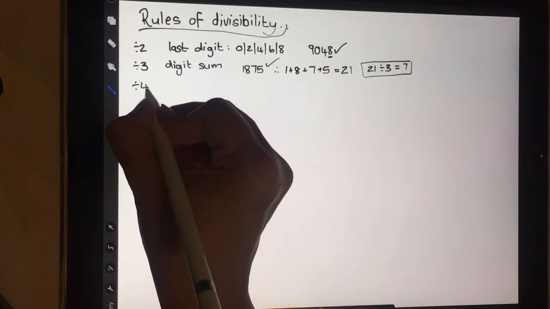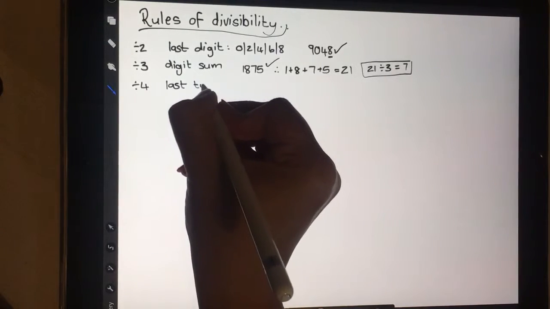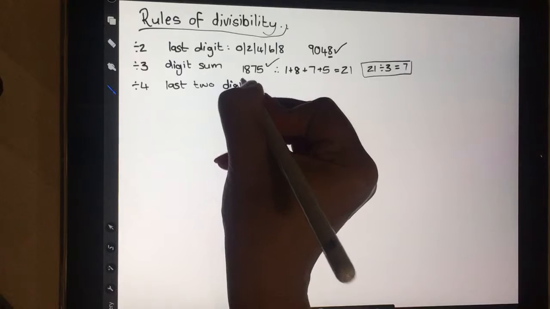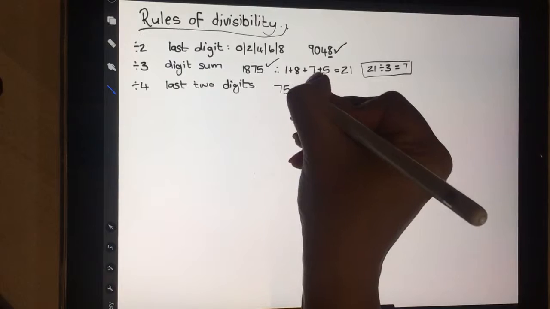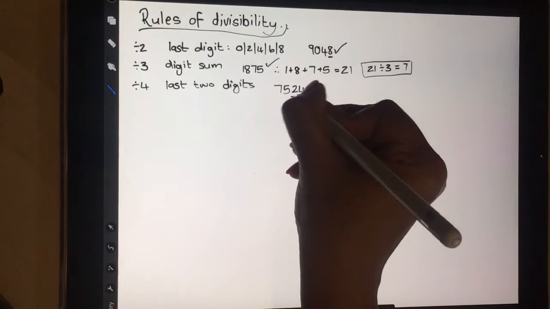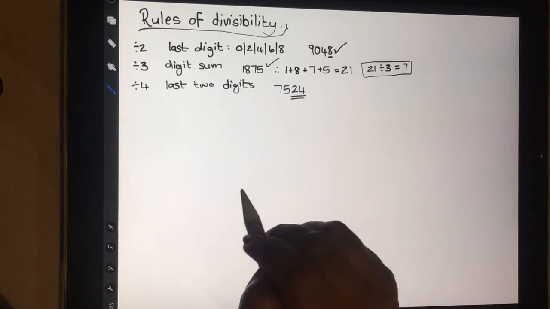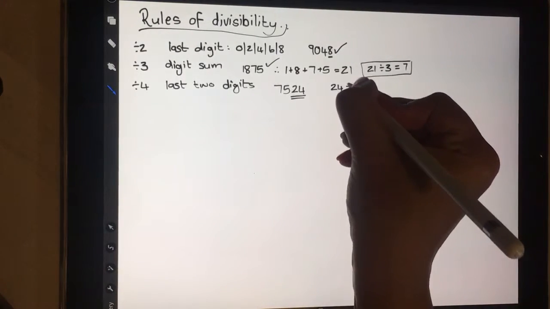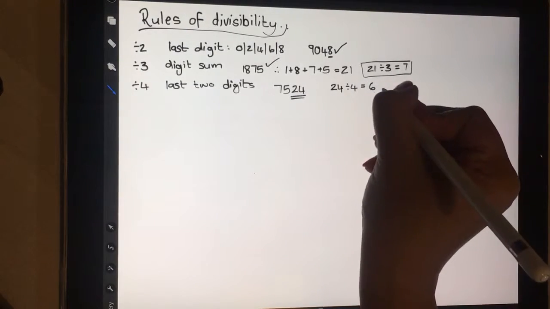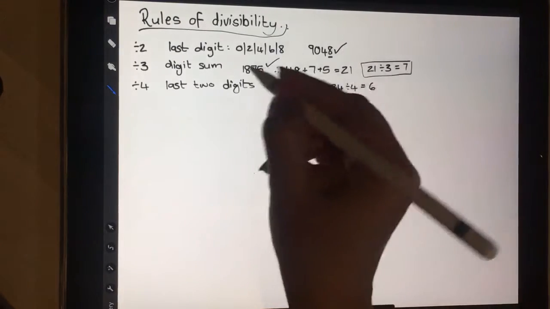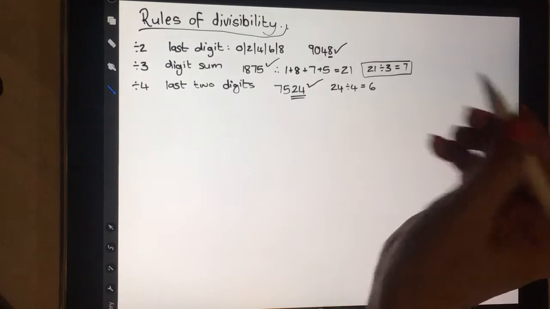Let's take a look at the divisibility of 4. In this instance, we are going to look at the last 2 digits. So if we have a number, let's take, for example, 7524, we are going to have a look at the last 2 digits, which are 2 and 4. 24 divided by 4 will give us the whole number 6. And because the last 2 digits are divisible by 4, it means that 7524 will be divisible by 4.